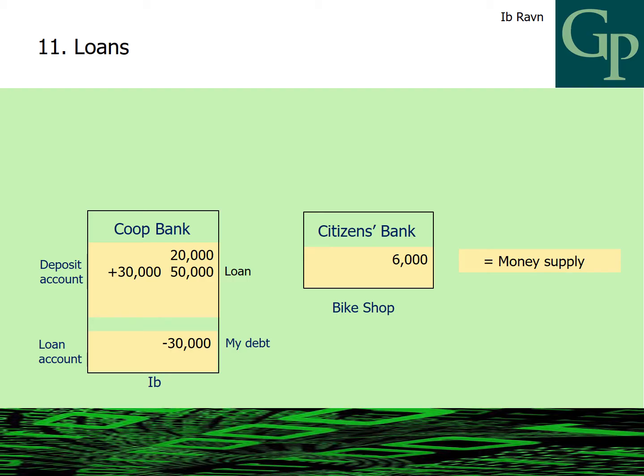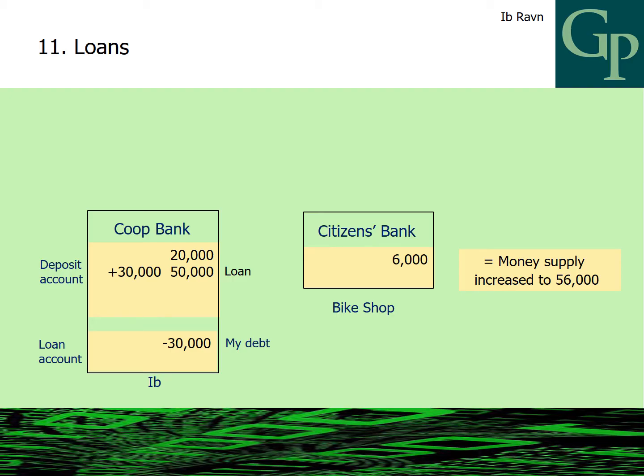You will notice that the amount in my account has increased to 50,000 kroner. If you add that to the bike shop's 6,000, you will see that the money supply in this 2-person country has now expanded to 56,000 kroner. The bank has created money. It didn't exist before this amount of 30,000 kroner, but now it does.